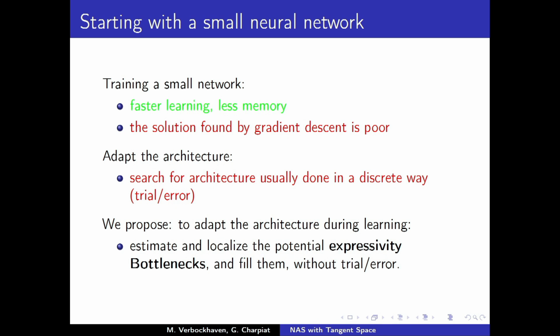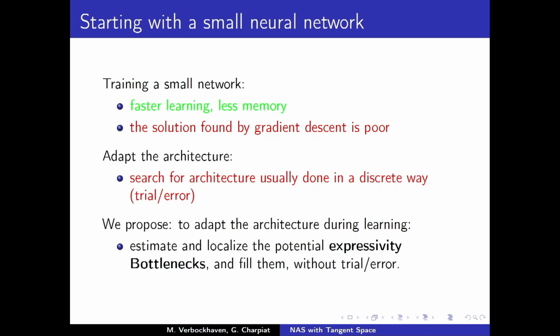So by starting with a tiny architecture and making it grow, we hope to do faster learning, and use less memory and less energy. But we have to face two problems. The first one is that as we deal with very tiny neural networks, we don't enjoy the two properties I talked about before. And also the solution given by the gradient descent is very poor. So we will need to use other objects to move inside the parameter space.